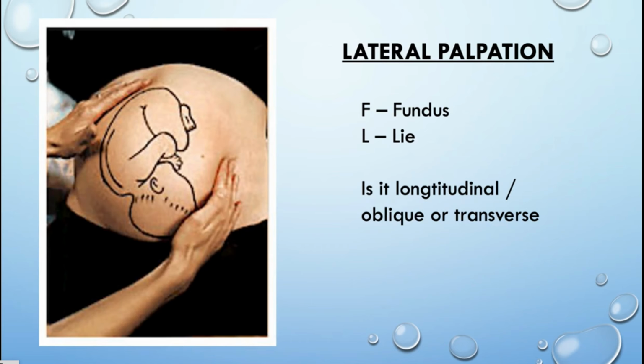If the spine is in line with the maternal spine, as in the baby is going straight down, then that will tell you that you've got a longitudinal lie. If the baby is lying across the abdomen at right angles to the spine, then you've got a transverse lie, and oblique will be the baby on the diagonal.